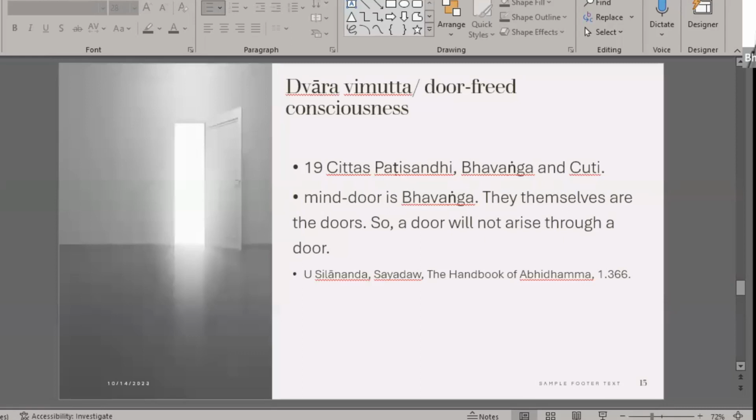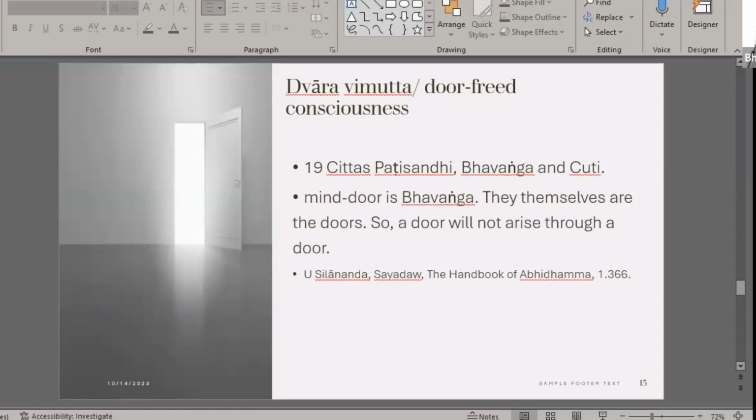Mind door, we already learned, is Bhavanga. Doors themselves are doors, therefore a door will not arise through a door. For example, a door is not a door to itself. That's why mind door is Bhavanga, or Bhavanga Chitta. How many Bhavanga Chittas, life continuum consciousness? There are 19.